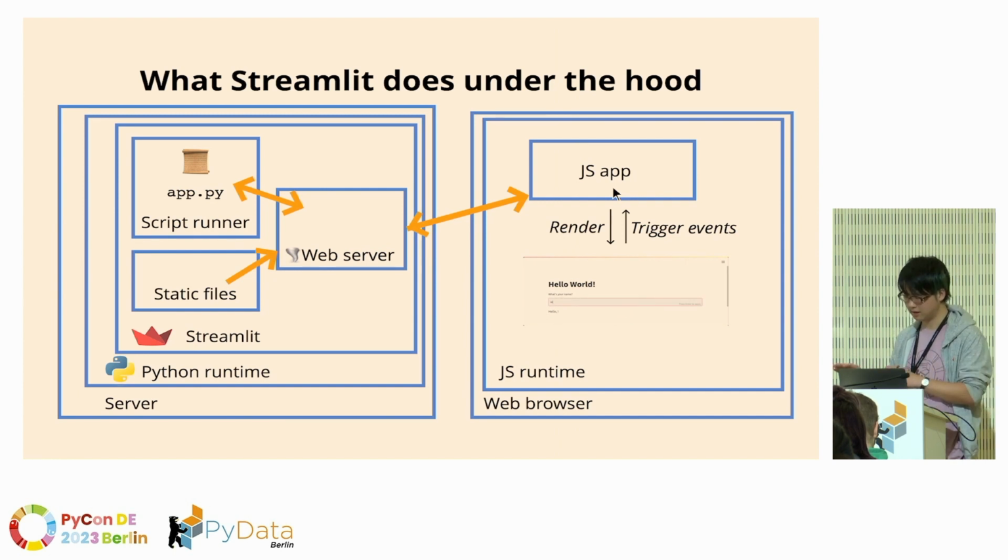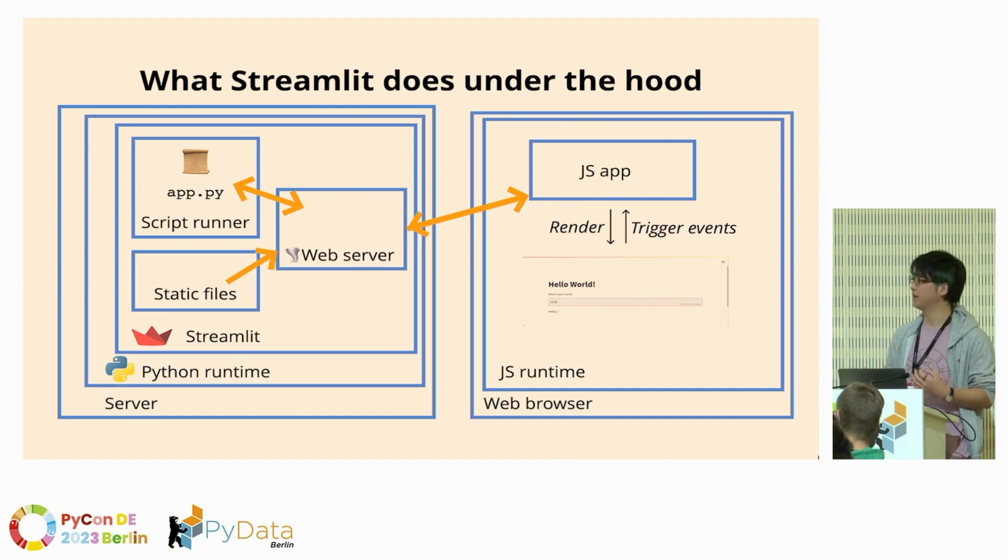inputting text data into a text input field or whatever, the front-end app will send such input data or input events to the server side so that the script runner on the server side will execute app.py with such an input event or input data, and the script runner will also send back the execution result from app.py to the front-end application, so that the front-end app will re-render or update the content of the front-end view. This is what's under the hood of the magical generation of interactive applications by Streamlit.